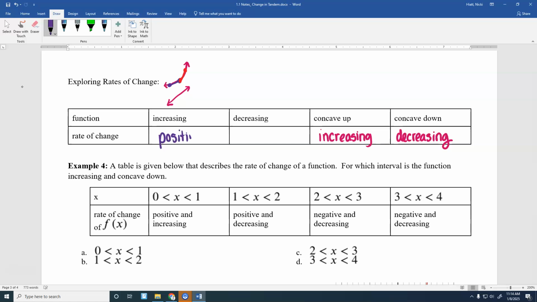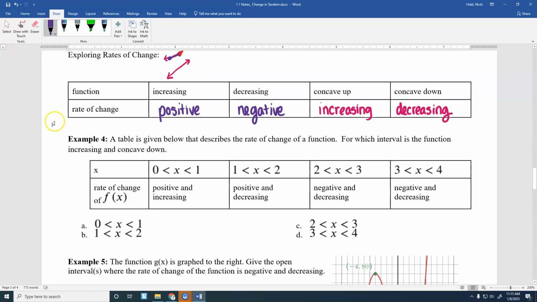But it depends on concavity for increasing or decreasing. So it could be constant, it could be increasing, or it could be decreasing, but we know it has to be positive. Okay? And then if our function is decreasing, our rate of change is negative. This chart right here is good to sear into your memory. Like you need to know this.